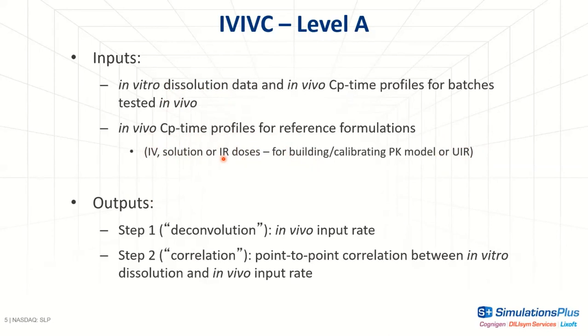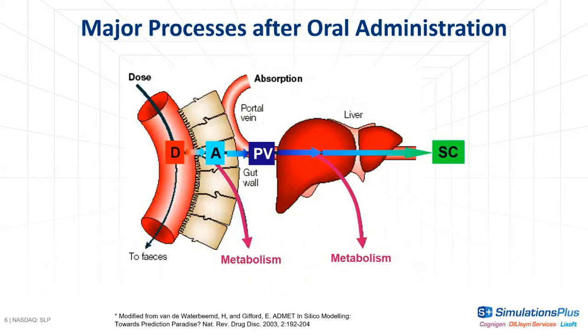Once you have those, in the first step, you'll do the deconvolution. So you'll obtain your in vivo input rate for your modified release formulations. And then you find the relationship between that in vivo input rate and the in vitro dissolution that you measured in your assay. You might have noticed that for the in vivo profile, I keep referring to it as input rate rather than in vivo dissolution. And this is because depending on how you calibrate that baseline model, you might be deconvoluting different processes. So the deconvoluted profile may have different meaning.